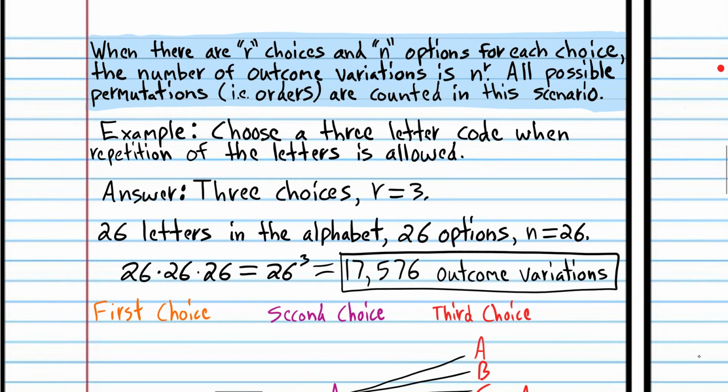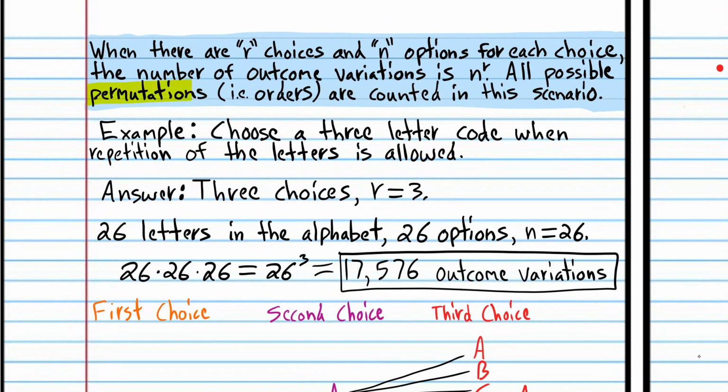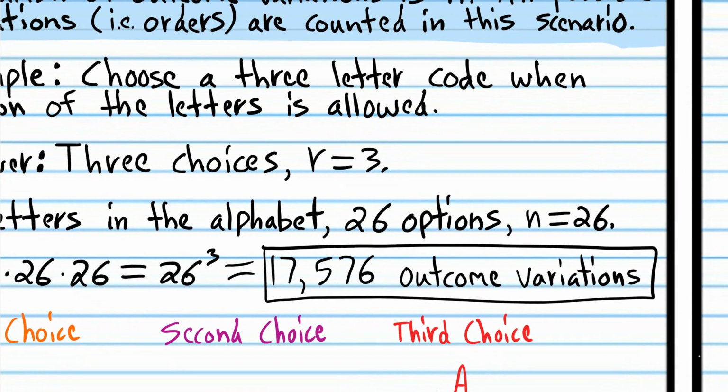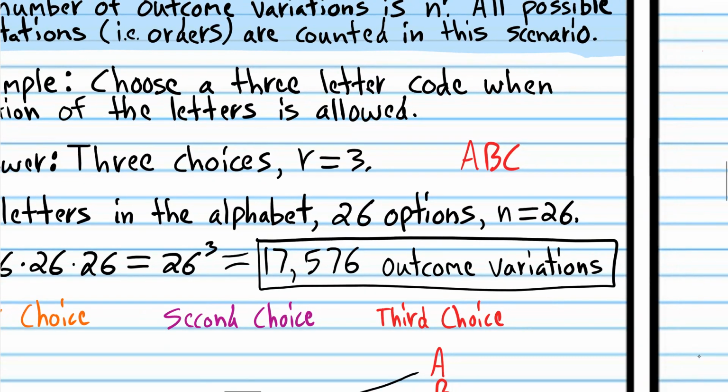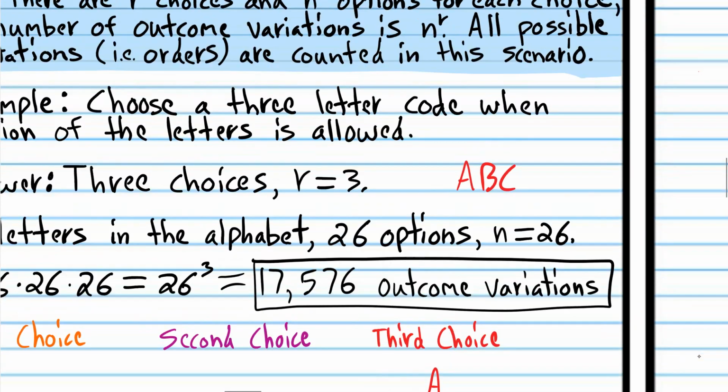So something that's kind of interesting about this is that all permutations are counted in this scenario. What that means is if you're going to choose A, B, and C, that's different from choosing C, A, B. You can choose the same letters, but you can just rearrange them, and we're counting all of these different permutations.